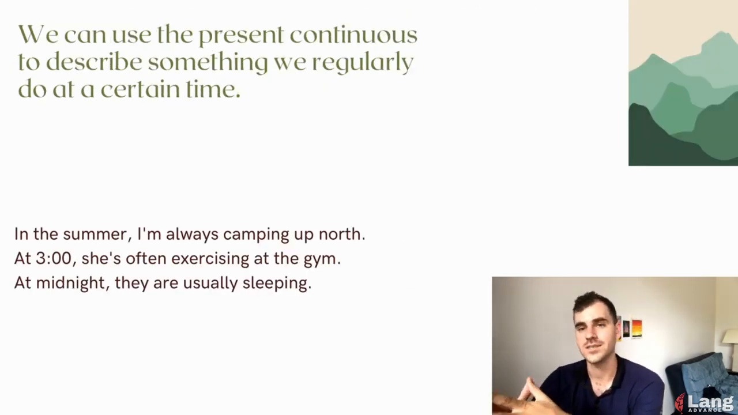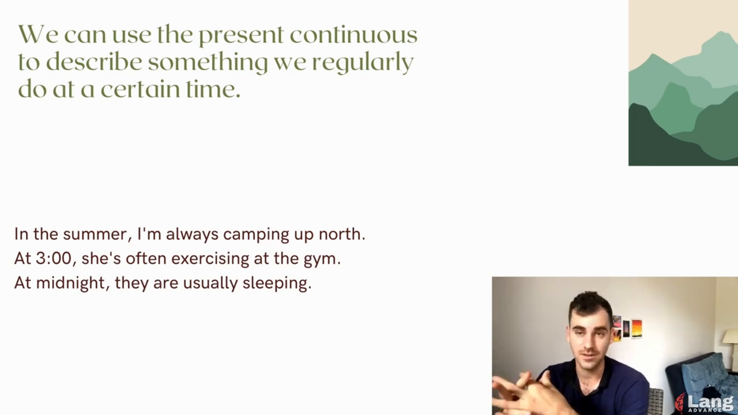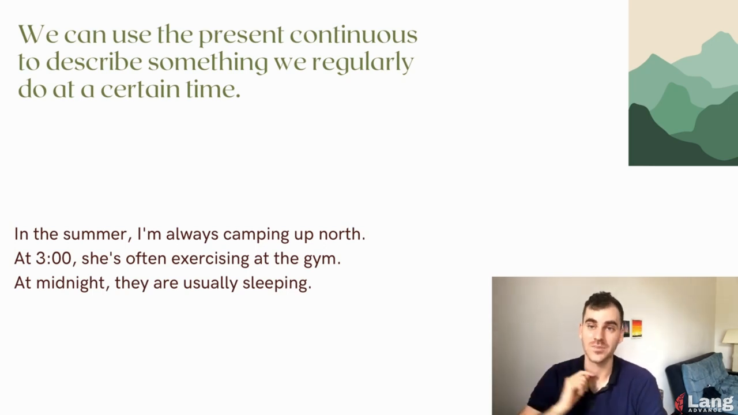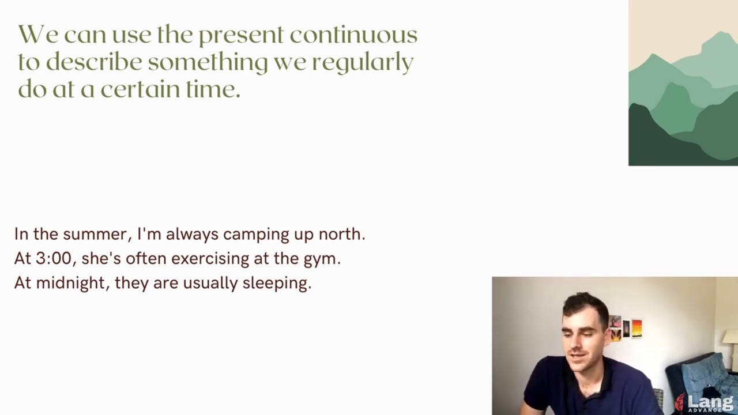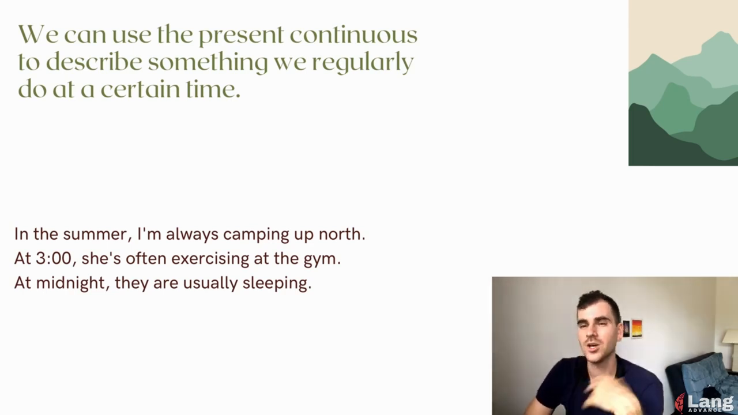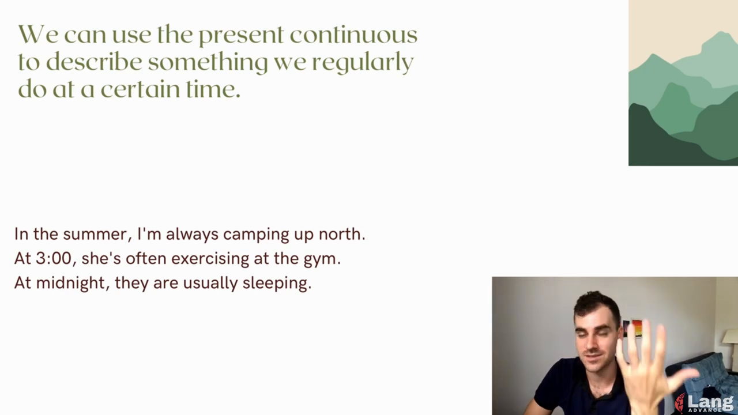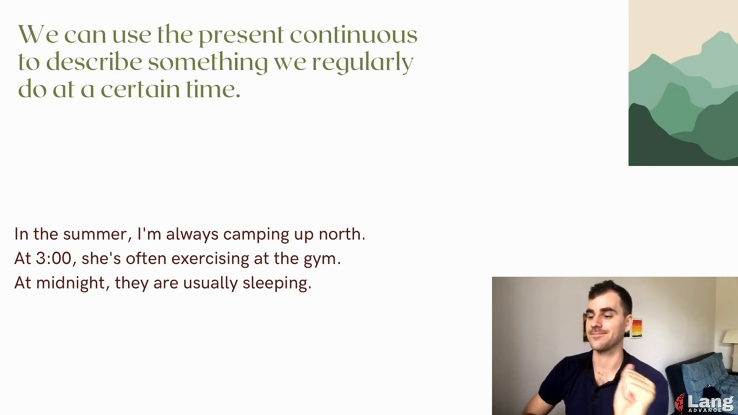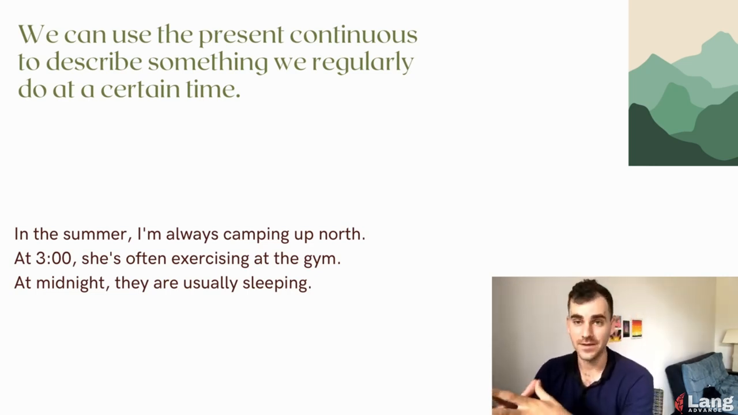We can use the present continuous to describe something we regularly do at a certain time. In the summer, I'm always camping up north. At 3 o'clock, she's often exercising at the gym. At midnight, they are usually sleeping. So here, we specify the specific time. In the summer, at 3 o'clock, and at midnight. And then we use present continuous to describe something we usually or regularly do at that time. So that's the end of the advanced rules.